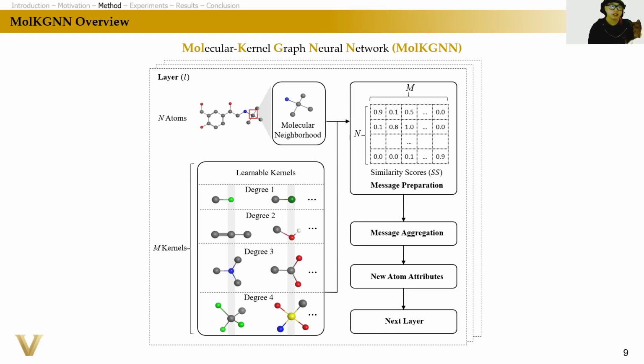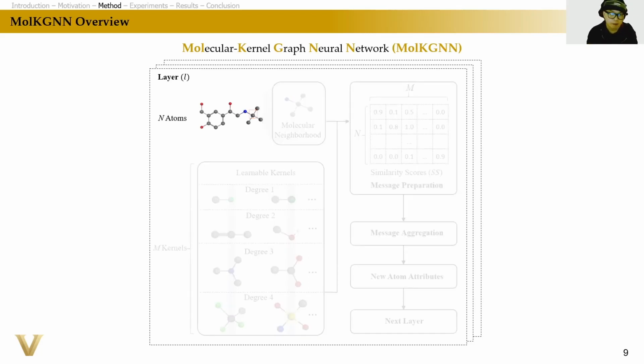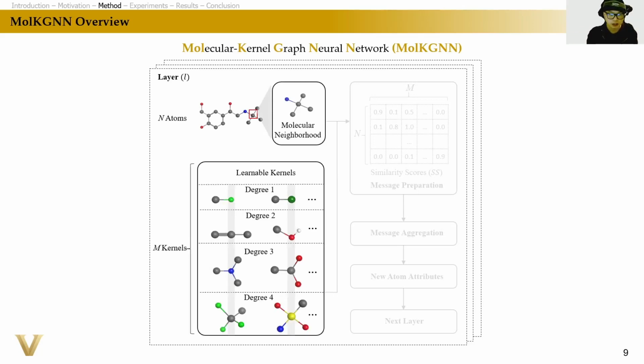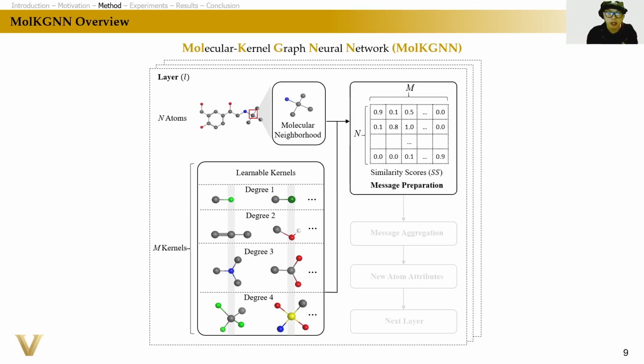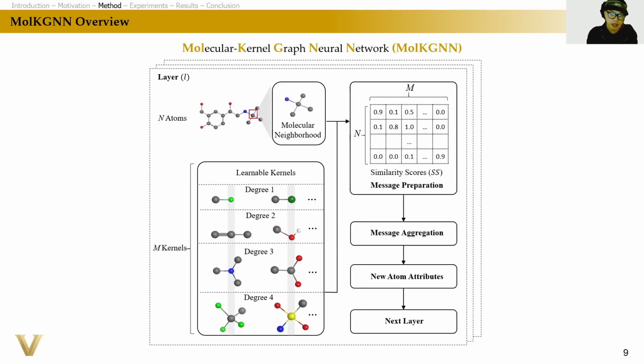So, with all these, we can look at the overview of our model. Our model is named Molecular Kernel Graph Neural Network, or MolKGNN. So basically, for the given n-atom molecule, if we look at its molecular neighborhood and convolve this with a set of learnable kernels, we can construct our message from the similarity scores. Then we can aggregate the message and update the atom attributes using those aggregated messages, then move on to the next layer.